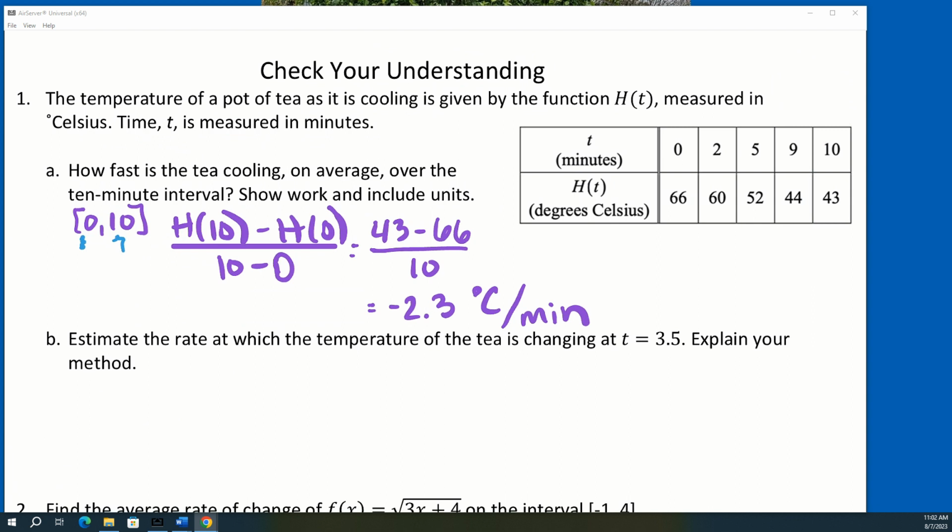And then the next one asks to estimate the rate at which the temperature is changing at 3.5. That is not something that we can actually find. We just have to estimate it. So we're going to do another average rate of change to estimate it. And we want to use times that are close to 3.5, the smallest intervals that we could use. So what do you guys think those are going to be? 2 to 5. So we'll do h of 5 minus h of 2 over 5 minus 2.